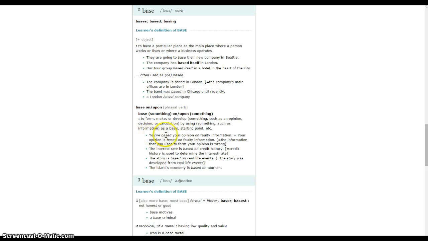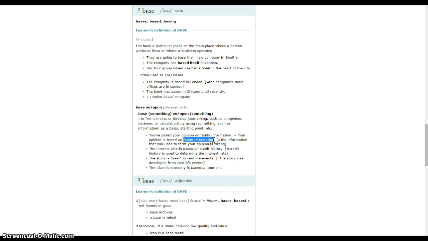Okay, you've based your opinion on faulty information. So your opinion is based on faulty information. So it looks like often based on is used in the passive voice, like here. Your opinion is based on faulty information. So this means that the information that I used was wrong, because my opinion was formed. I developed my opinion from faulty information.